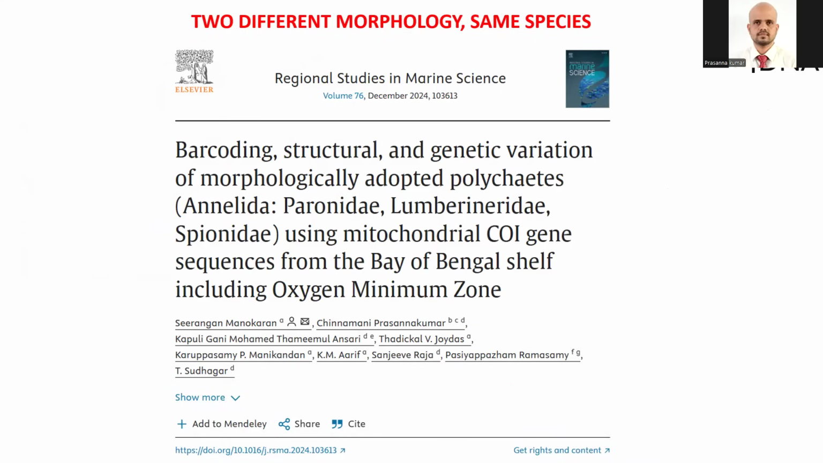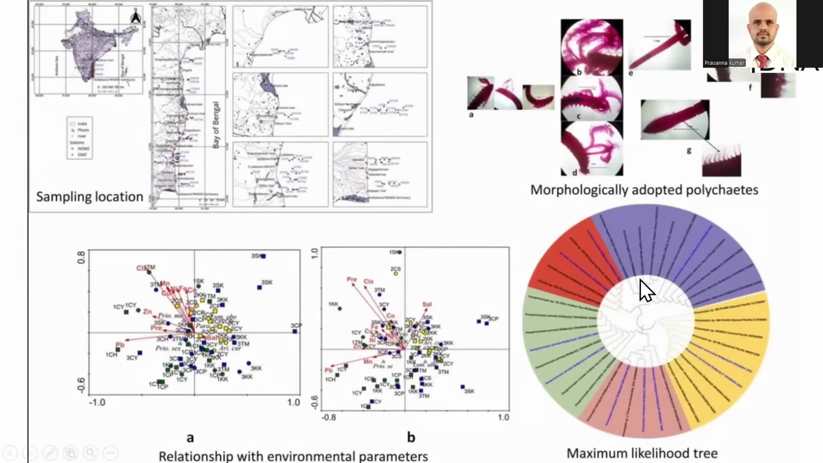There is another problem in conventional taxonomy. For example, this is my experience during my benthic survey in the Bay of Bengal. We surveyed polychaetes. These two polychaetes are completely different in their morphology. Even a traditional taxonomist could mistake them as different species because they have different characters. The morphological characters are very different, but to our surprise, the DNA barcodes are 100% the same. The DNA sequence between these two is 100% the same.